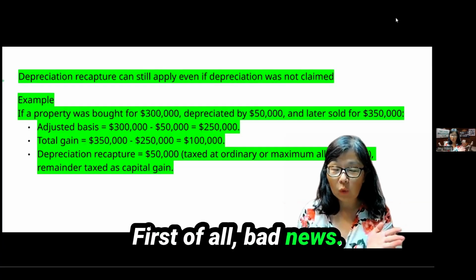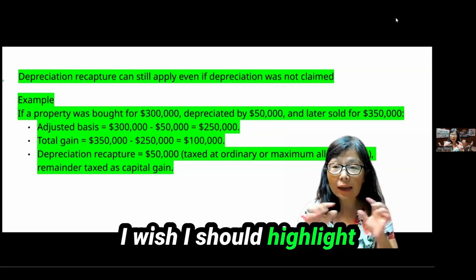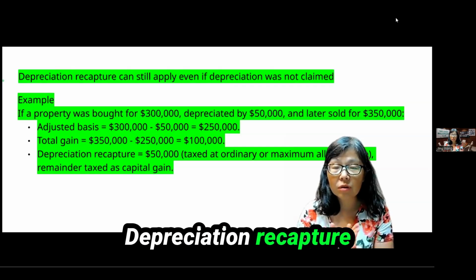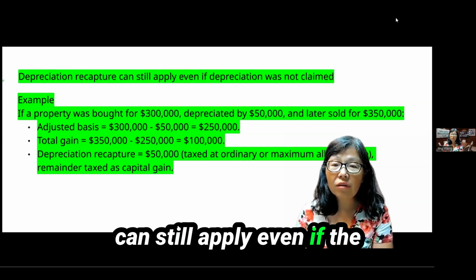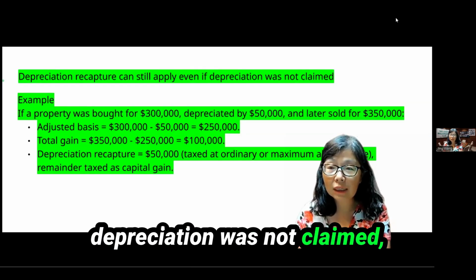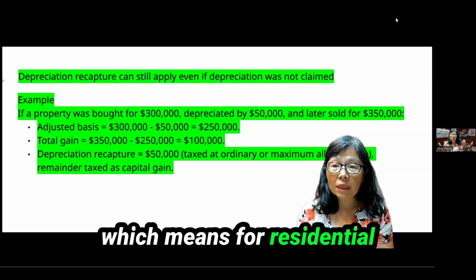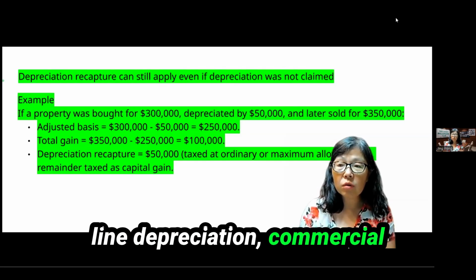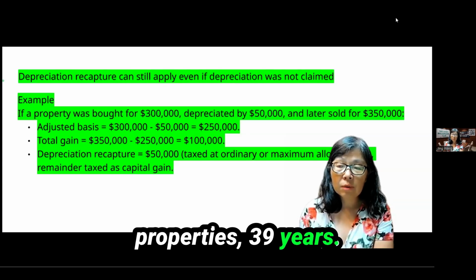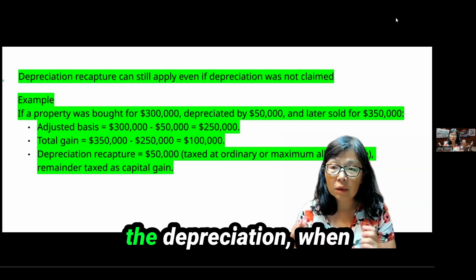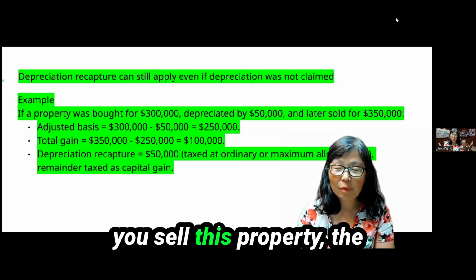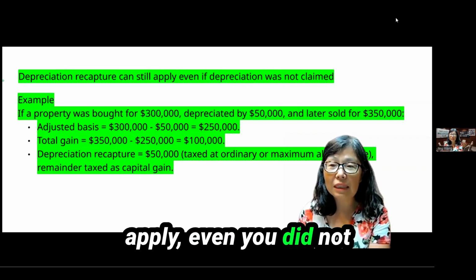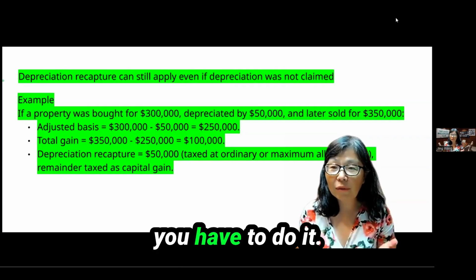First of all, bad news. I wish I could highlight this in a big red font. Depreciation recapture can still apply even if depreciation was not claimed. For residential property, it's 27.5 years straight-line depreciation; commercial properties, 39 years. If you are not claiming the depreciation, when you sell this property, the depreciation recapture still applies, even if you did not take those deductions, which means you have to pay it.